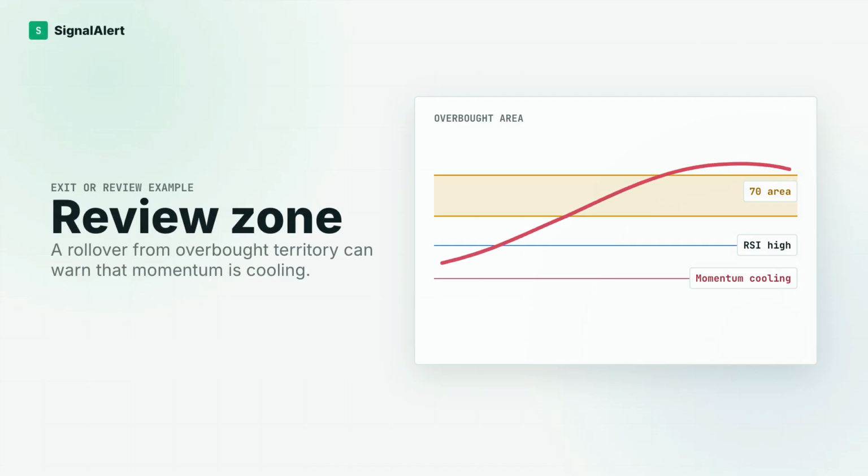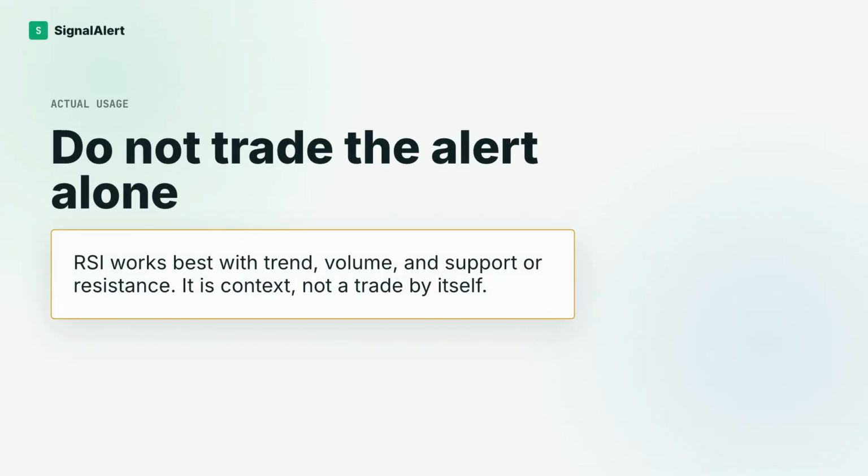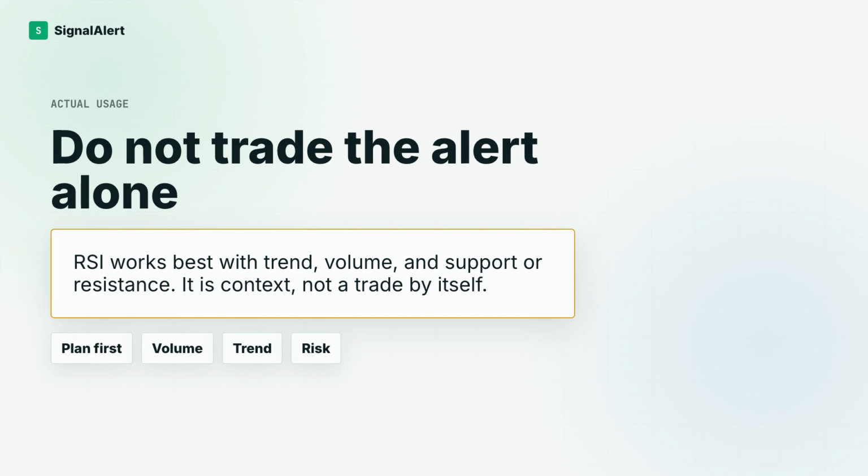Here is the beginner-friendly way to read it. Overbought does not automatically mean sell. A strong stock can stay overbought for a while during a powerful trend. Oversold does not automatically mean buy. A weak stock can stay oversold if bad news keeps pushing it lower. The useful part is context.